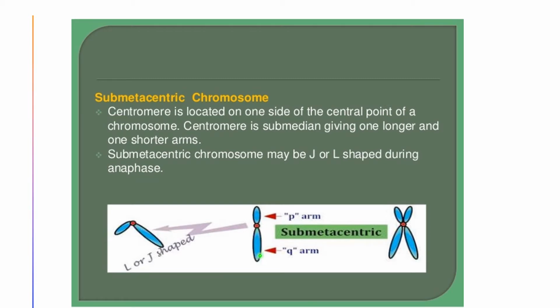So the centromere, which is located towards one end, will give rise to two different sizes of arms. One arm will be shorter, the other arm will be longer. One is the P arm, which is shorter, and the other one is the Q arm, which is longer. And which shape does it represent? It represents a J or L shape. If you can see here, this is the L-shaped structure, or here is a small letter J or J-shaped structure during the anaphase stage of the mitosis. Okay, so this is submetacentric chromosome.